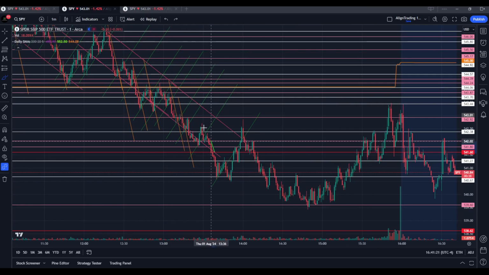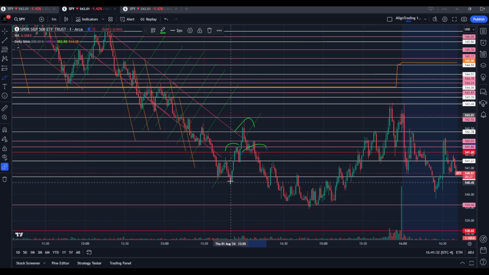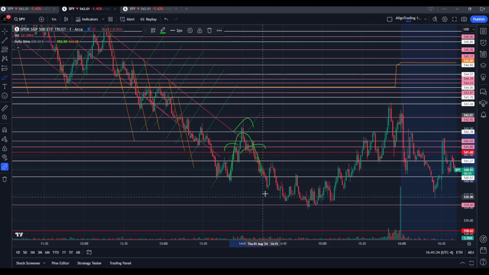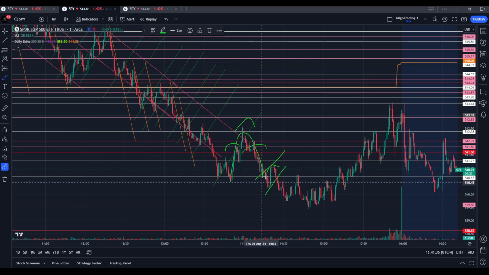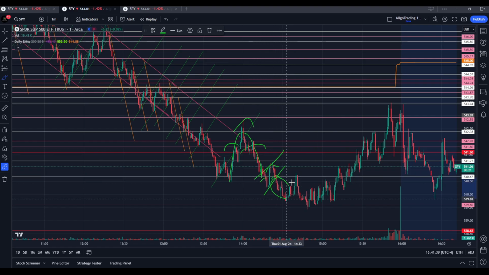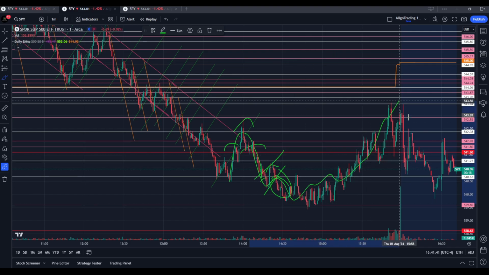Now after this last move down right here, I had to drive somewhere, so I was done with the algos for the day. This was the last one, but there was still once again another trade right here with this head and shoulder, as well as this inverse cup and handle right there that you could have taken. Not much there as we start to chop for the rest of the day.